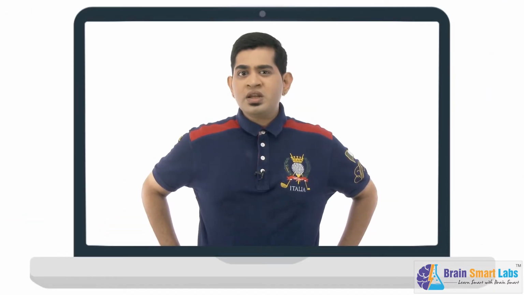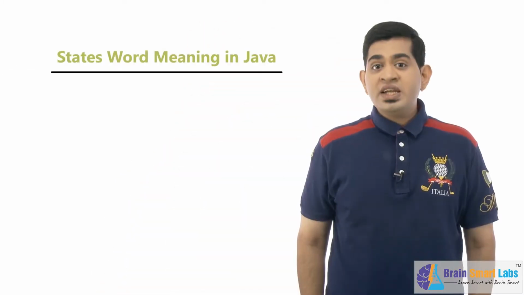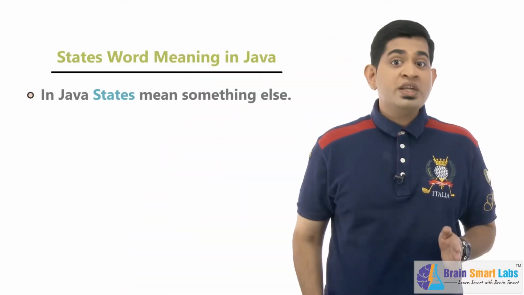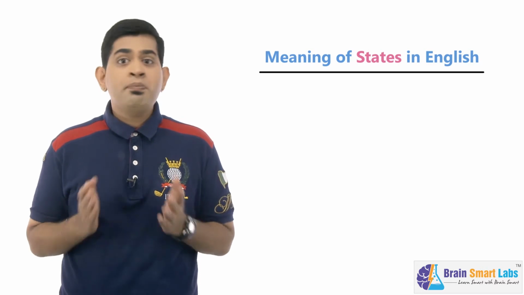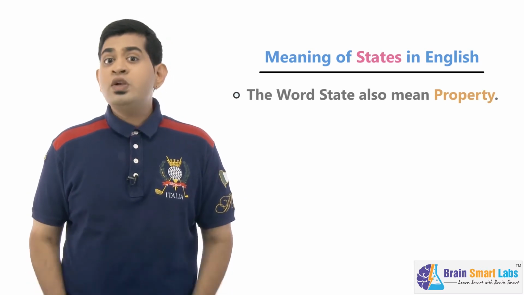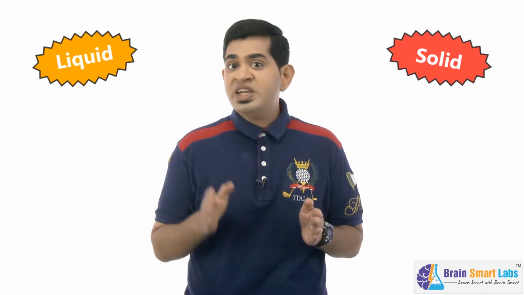Guru, just now you said instance variables are nothing but states in Java. Is it similar to states of Andhra, Karnataka and Tamil Nadu? The word states in English does not only mean United States of America or any state you see in a country's political map. State in English also means properties. In Kannada you call it vastusthiti, which determines the condition of an entity. For example, you say the three states of matter are solid, liquid and gas.